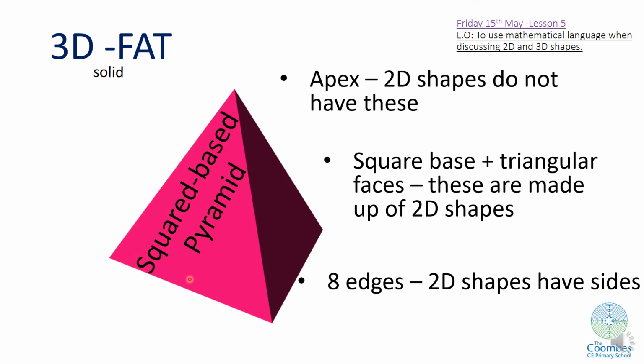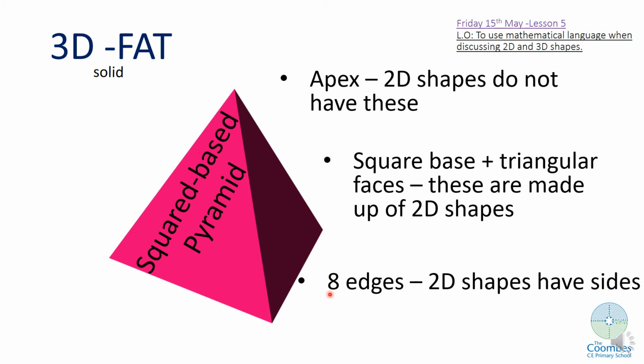Okay, well done. So a square base pyramid is 3D. It is solid. We can pick it up. It also has something called an apex. And because 2D shapes are flat, they don't have an up or a down, they cannot have an apex. A square base pyramid has a square base and 4 triangular faces. So that means that the faces are used to make the shape solid. 2D shapes are used as the faces, so a square-based pyramid cannot be 2D.